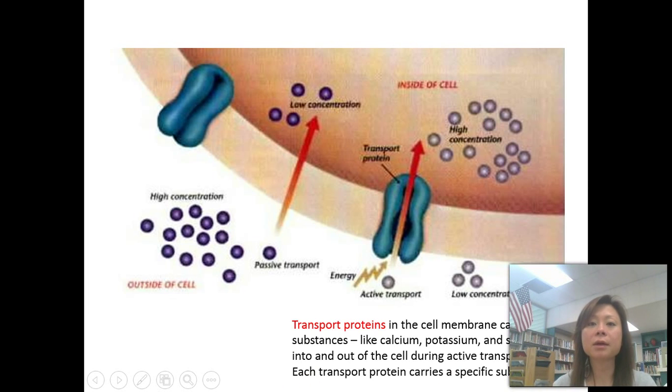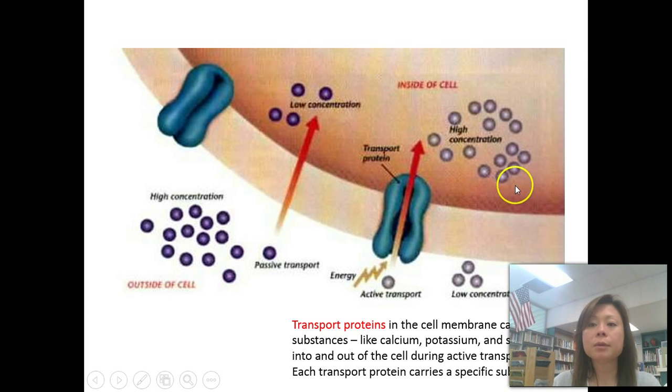Okay, here's another diagram of the cell. Here is the cell membrane. This is the outside of the cell and inside of the cell. On this left side, we see some molecules that are colored in purple. You can see that there are more of them on the outside than the inside, so we call this high concentration, and we call this area low concentration. So we know that these molecules want to naturally go to where there is less so that they can even it out. That's called passive transport. It just happens naturally without using any extra energy.